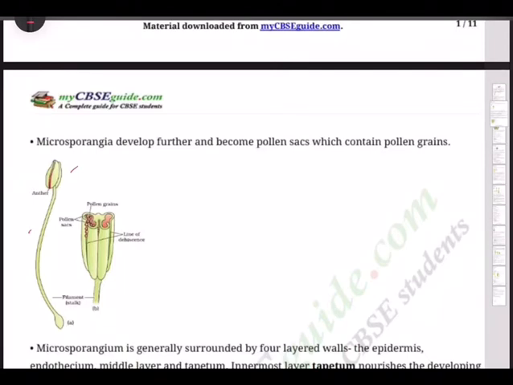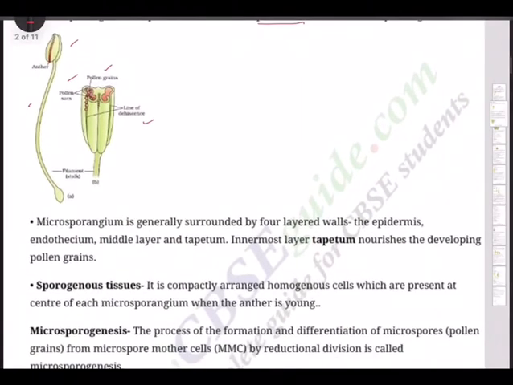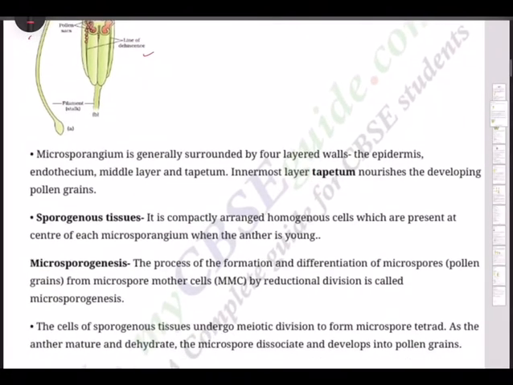So this is the stalk, anther, and when we take this section, the TS, transverse section, you can see the pollen sacs, pollen grains, and of course line of dehiscence. So microsporangia develop further and become pollen sacs. So microsporangia are becoming pollen sacs. And pollen sac, as you are seeing, contains pollen grains. Microsporangium is generally surrounded by four layered walls.